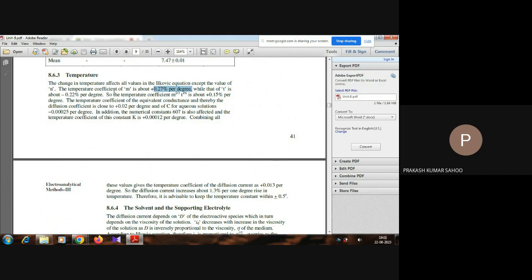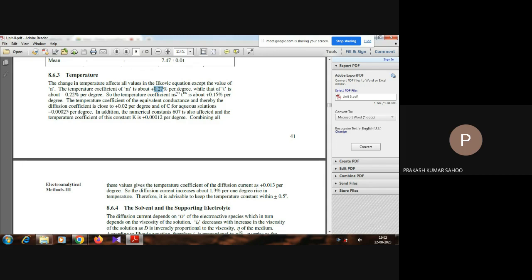In chemical kinetics, it is a general phenomenon that when temperature is increased by 10 degrees centigrade, the rate of a chemical reaction becomes double. This is known as the temperature coefficient of the rate of a reaction in chemical kinetics. But in electrochemistry, for the diffusion coefficient or diffusion current, the rate is increased by 0.27% per degree change in temperature.